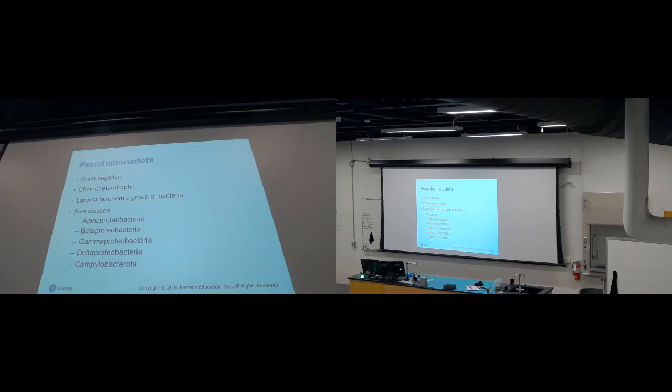So we have gram-negatives in the pseudomonodota that are chemoheterotrophic. If you remember, chemoheterotrophs are those that obtain carbon source out of organic molecules, like proteins, DNA, lipids, etc. So this is the largest taxonomic group, and it can be subdivided into alpha, beta, gamma, delta, and Campylobacteriota.